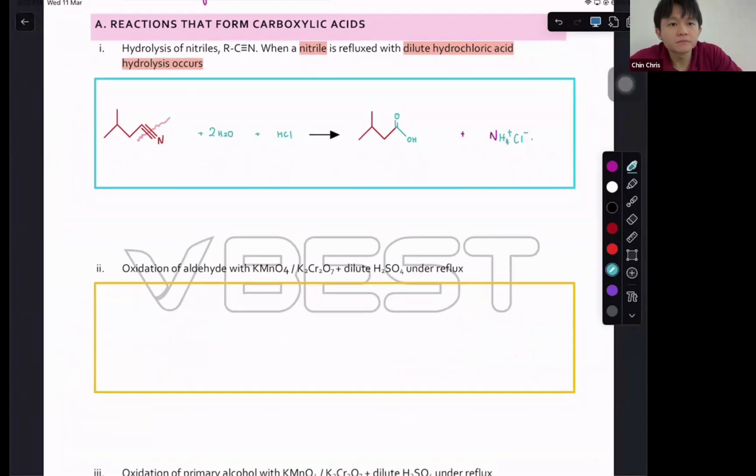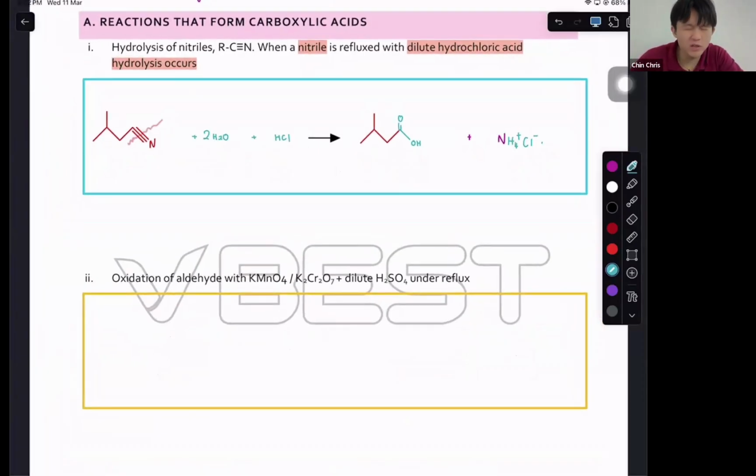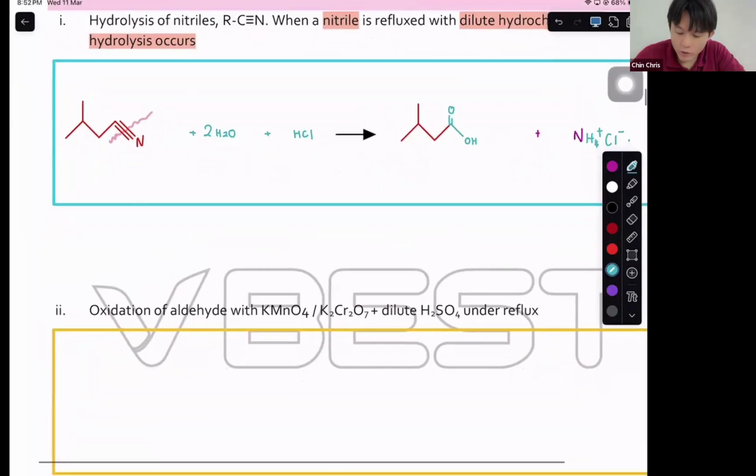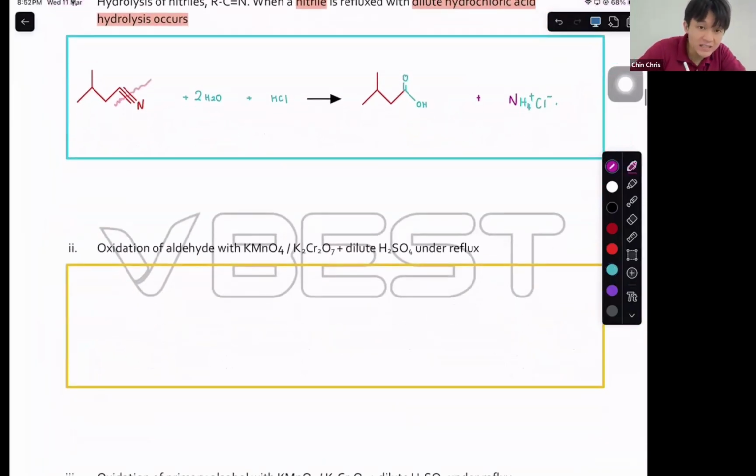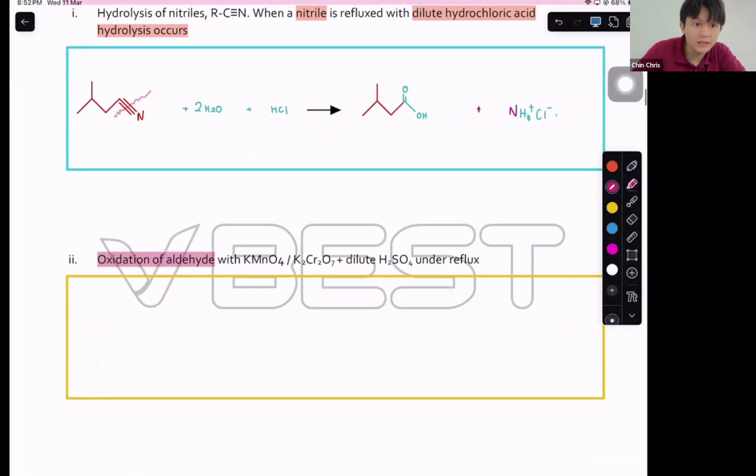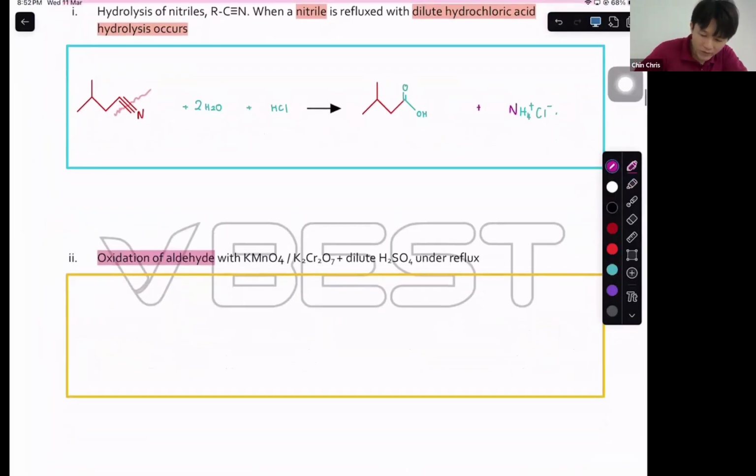Understand? Alright guys, that is the first way you can get a carboxylic acid. The second way you can get a carboxylic acid is when you oxidize an aldehyde. So guys, let me show you one example.